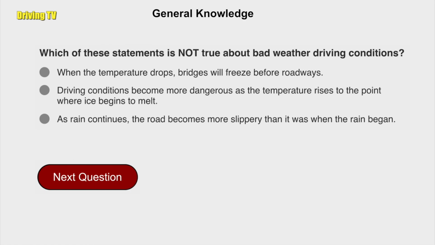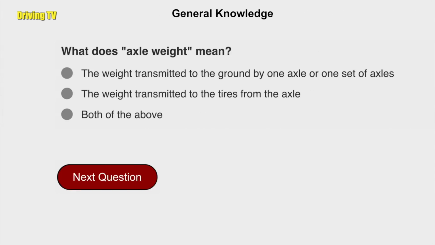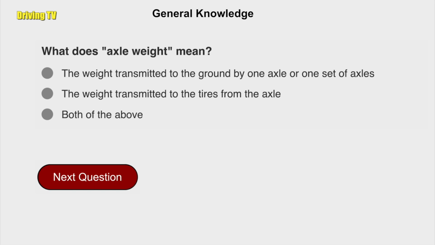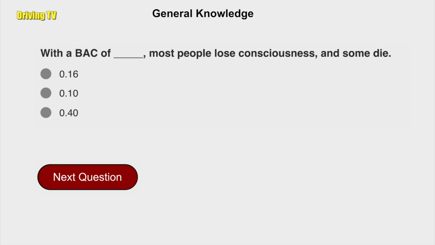Which of these statements is not true about bad weather driving conditions? As rain continues, the road becomes more slippery than it was when the rain began. What does axle weight mean? The weight transmitted to the ground by one axle or one set of axles. With the BAC of most people lose consciousness and some die.